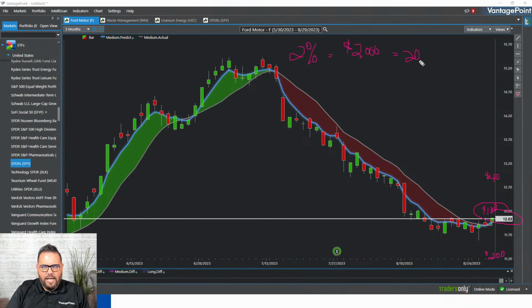Understanding that that's the case, if Ford goes up and I am right, well then I'm making the difference. I'm making the difference of $12 and what Ford goes up to times 2,000 shares. And it still only costs me that $2,000, right? 20 contracts, and we're talking $100 per.